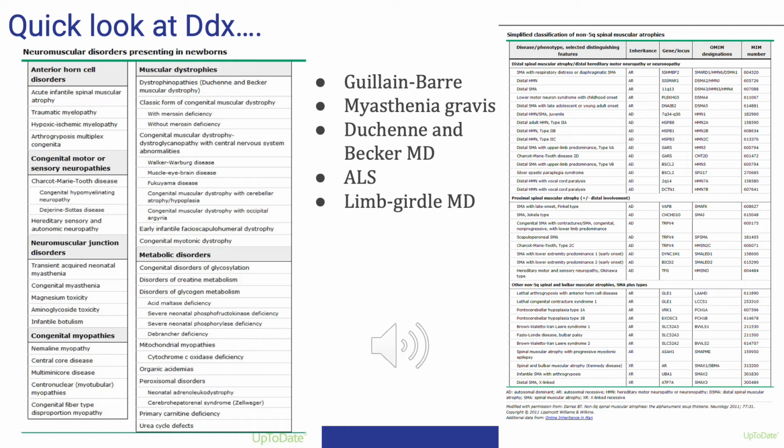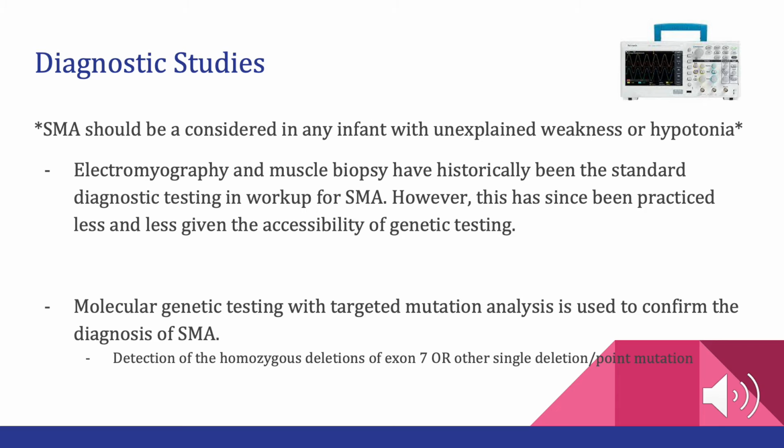But how about we get into some of the diagnostic studies that we can order to help us with the diagnosis of SMA? EMG, or electromyography, and muscle biopsy have historically been the standard when it came to diagnosis in the workup of SMA. During an EMG, a needle electrode is inserted into the muscle belly, and it records electrical conduction.